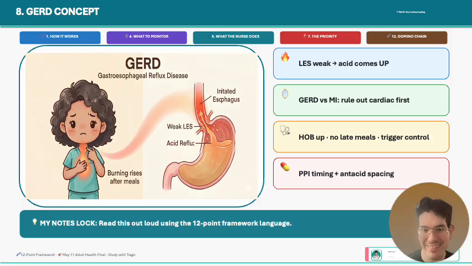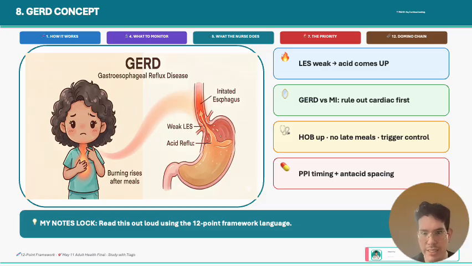Anyway, when the lower esophageal sphincter is weak or relaxed at the wrong time, stomach acid can reflux upward into the esophagus. The esophagus is not built to handle acid the way the stomach is, right? So that is why the patient feels burning behind the sternum, especially after meals, bending over or lying flat.